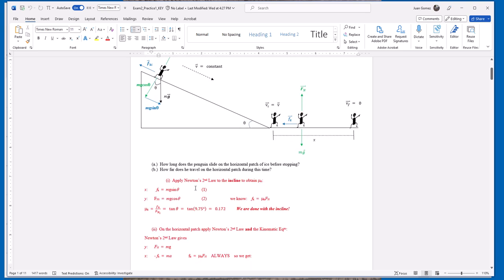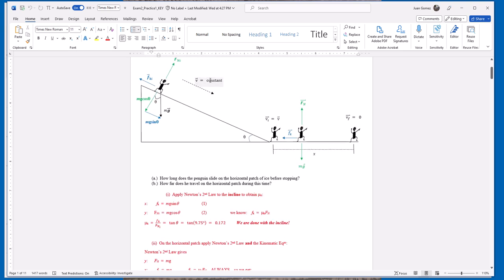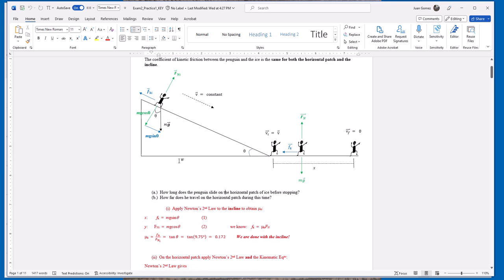Well, again, remember now, the speed is constant, meaning a is 0, meaning the positive x must equal the negative x, and the positive y must equal the negative y, because they have to add in their respective directions. All the x forces have to add to 0, and all the y forces have to add to 0.